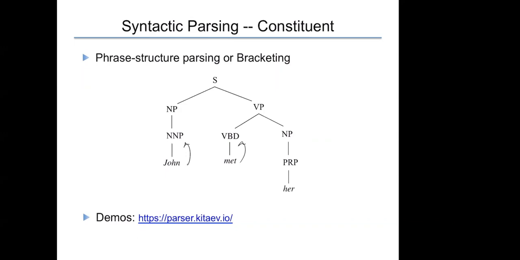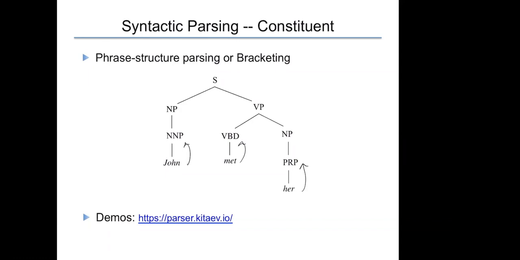Given John, you want to assign NNP. Given Matt, you want to assign VBD. Given her, you want to assign PRP. That'll be just a token classification problem, right? But then you have to do one more thing, which is you have to actually create a tree of it and decide which words should go together first.